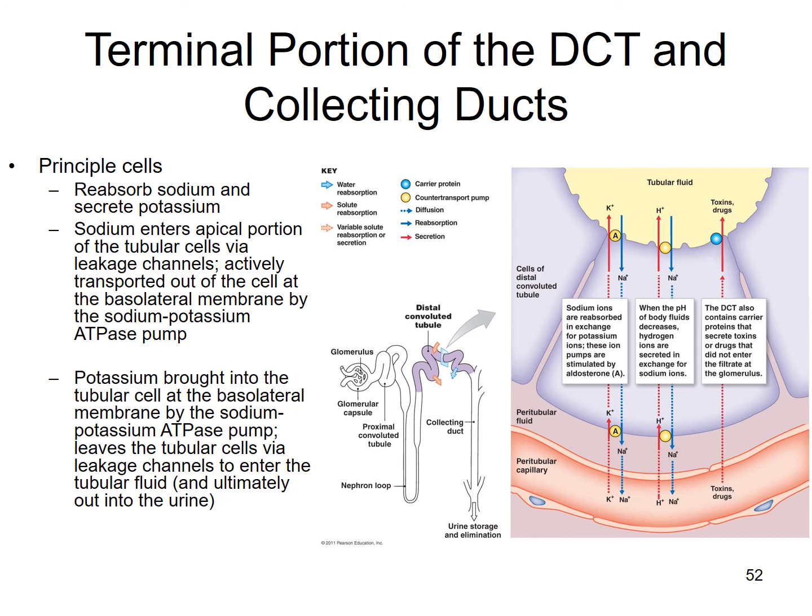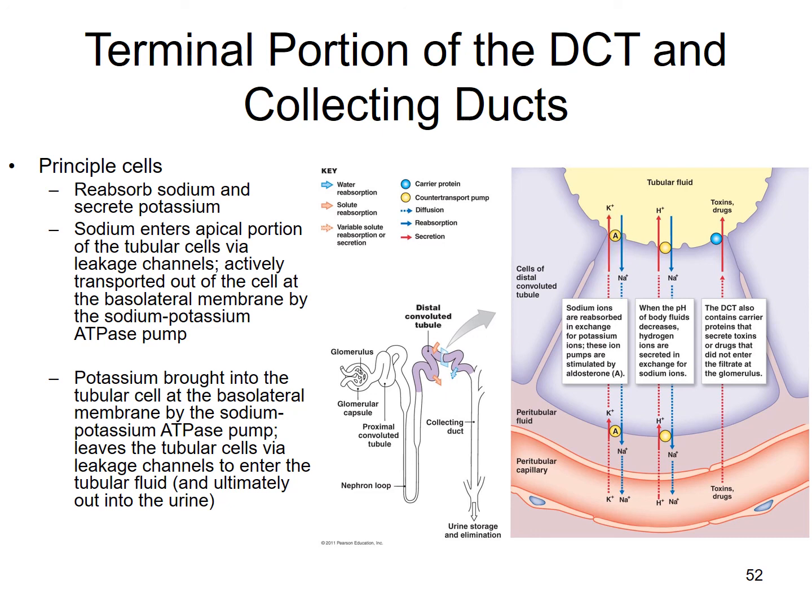So basically, sodium will enter the apical portion of tubular cells by leakage channels, but the most important thing here is that it is actively transported out of the cell by the basolateral membrane sodium-potassium ATPase pump. So what you see happening here is this sodium-potassium pump driving down the sodium concentration. And so you're going to see transport proteins at the apical membrane bringing sodium in and secreting potassium.